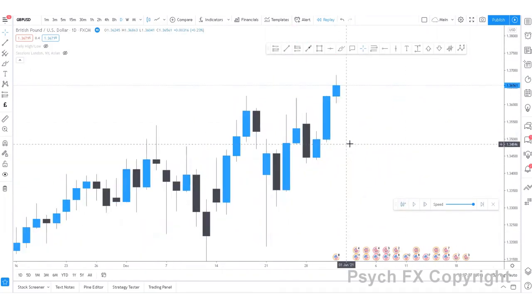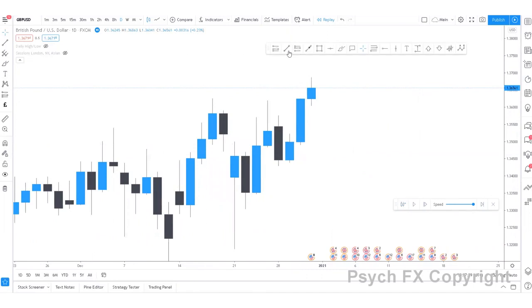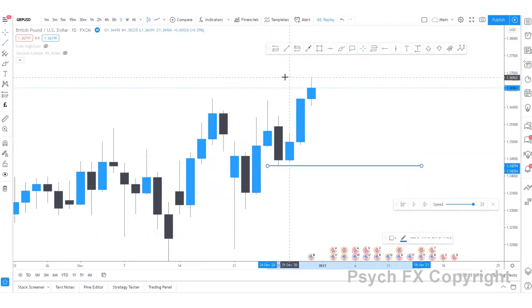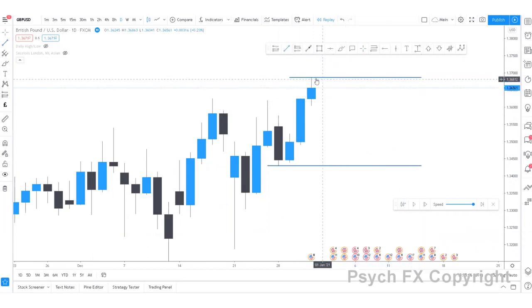At this point in time, I would mark out the daily range, because we're on the daily, from here to here. Now, this upward line up here, we don't know whether this is going to be the top at this point. It could come down and stuff like that. But for now, let's just mark it like this.